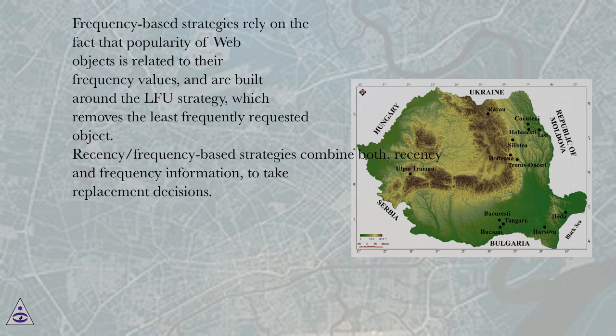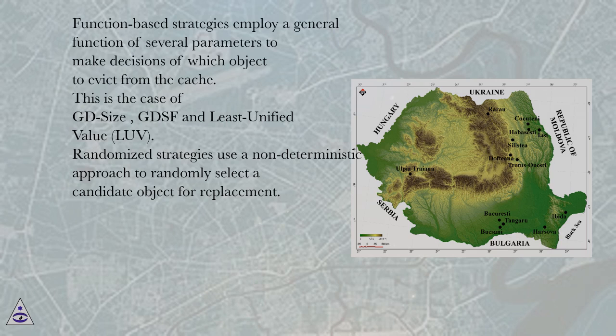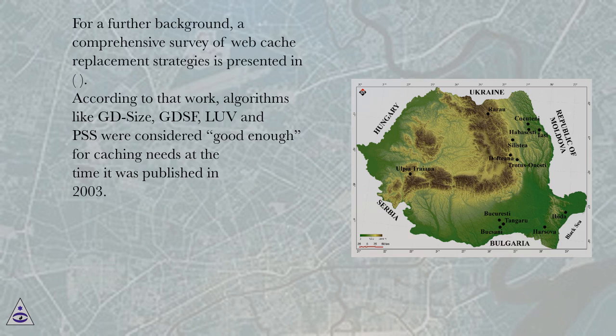Recency/frequency-based strategies combine both recency and frequency information to take replacement decisions. Function-based strategies employ a general function of several parameters to make decisions of which object to evict from the cache. This is the case of GD-Size, GDSF and least unified value, LUV. Randomized strategies use a non-deterministic approach to randomly select a candidate object for replacement. For further background, a comprehensive survey of web cache replacement strategies is presented in the literature. According to that work, algorithms like GD-Size, GDSF, LUV and PSS were considered good enough for caching needs at the time it was published in 2003.